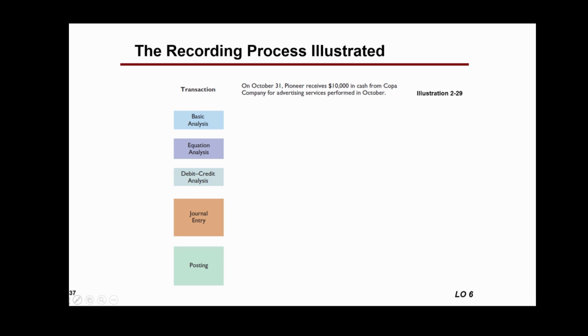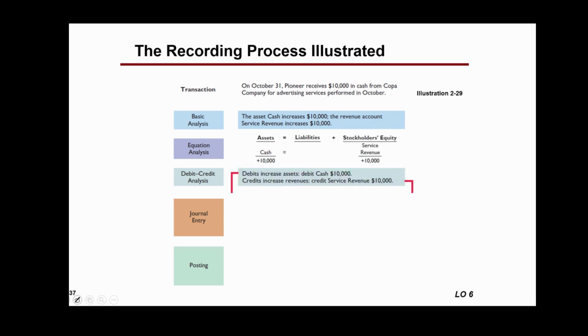Did they receive money in cash or was it on account? Cash. So we know that cash will increase by 10,000 and revenue will also increase by 10,000, right? When cash increases, what do we do? We debit cash 10,000 and we credit service revenue 10,000 to indicate that service revenue has also increased.